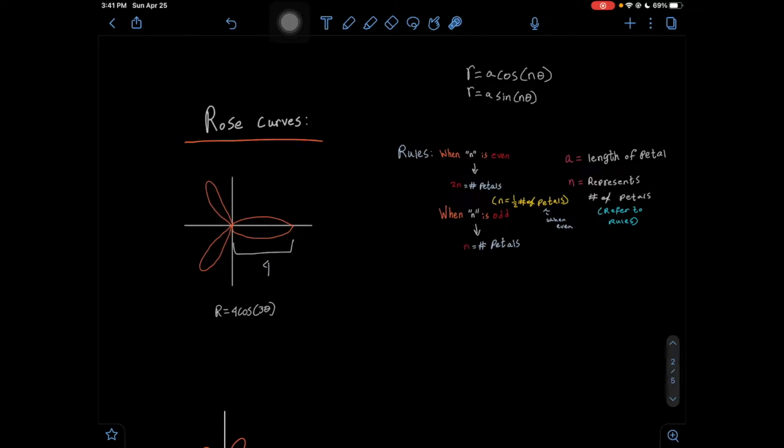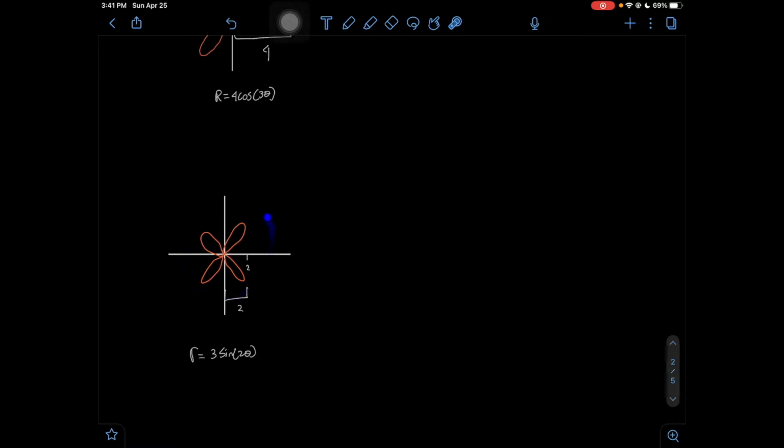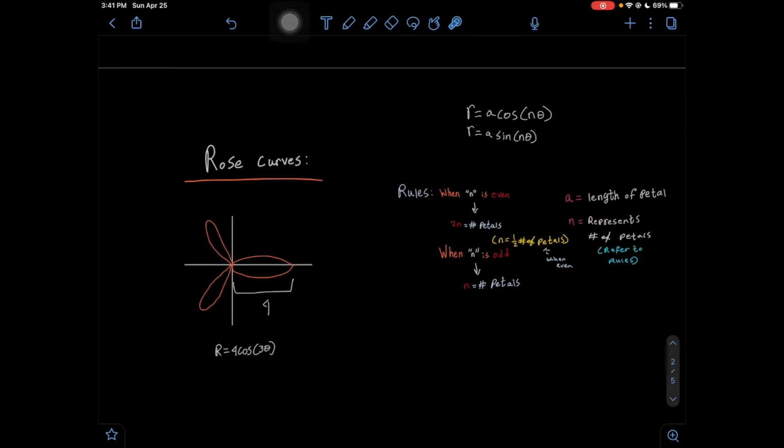Well, a rose curve looks something like this. You can see it looks like petals. And there are certain rules you have to follow when dealing with rose curves. Well, first off, the base equation for a rose curve is r equals a cosine n times theta, as well as r equals a sine n times theta. And you might be wondering what the n is. Well, the n is going to represent the number of petals in some way.